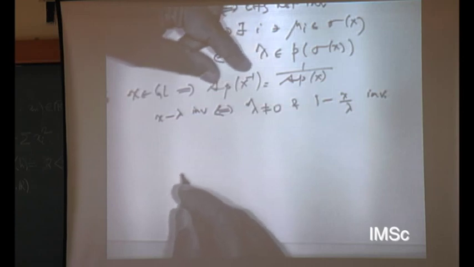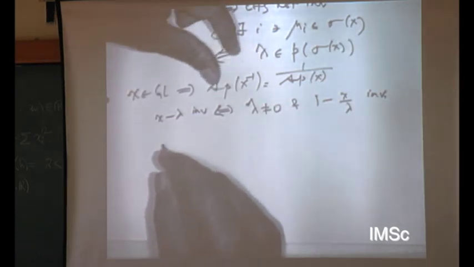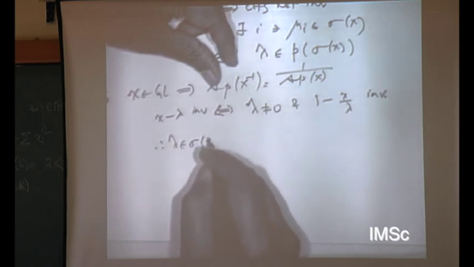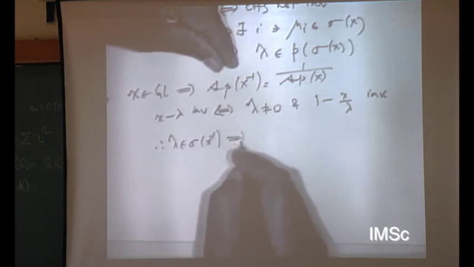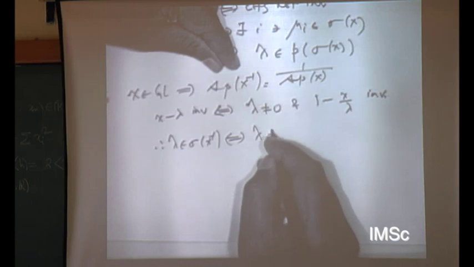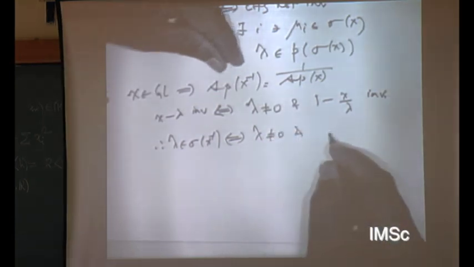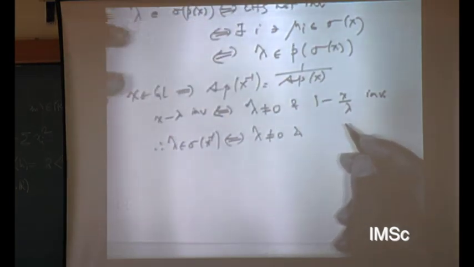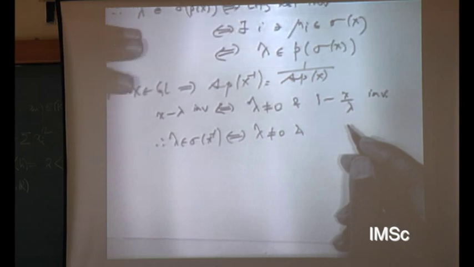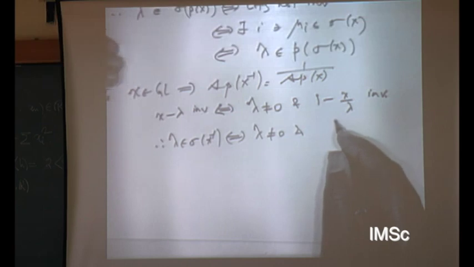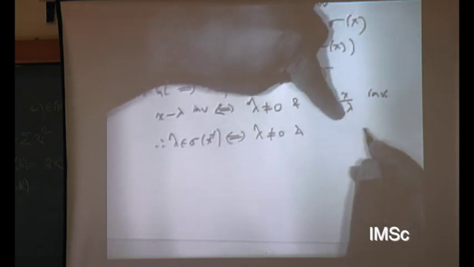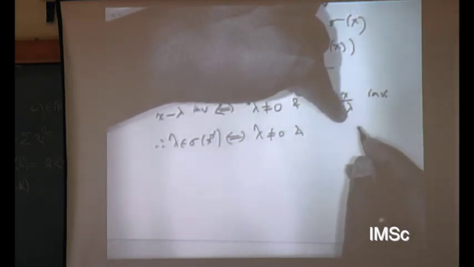I'm trying, let me put it straight for x inverse. Therefore, lambda is in spec x inverse. And now, if I change it for x inverse, then what do we get? 1 minus 1 over lambda times x inverse. That is the inverse of lambda x.